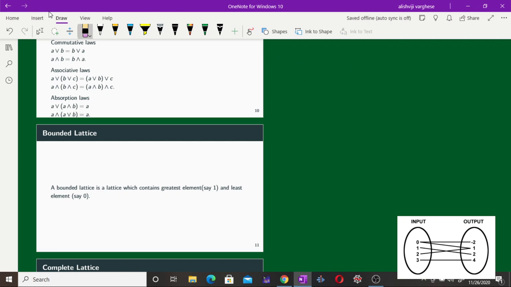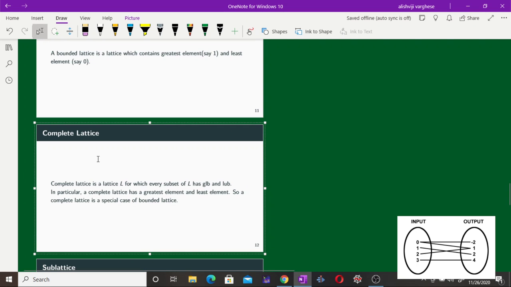And now we can move on to the next definition, that's of complete lattice. A complete lattice is a lattice for which every subset of L has a greatest lower bound and least upper bound. In particular, a complete lattice has a greatest element and least element, and therefore it is a special case of bounded lattice. For a lattice, any pair of elements has a GLB and LUB, and in a complete lattice, any subset of L should have a greatest lower bound and least upper bound. That's the difference.